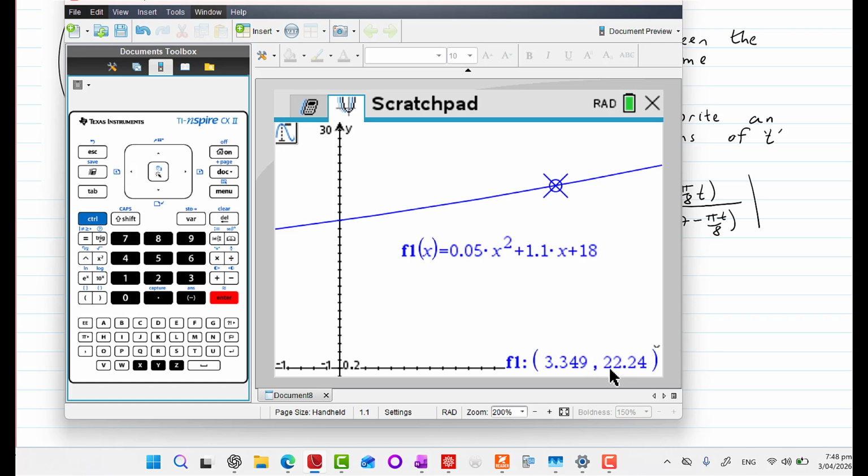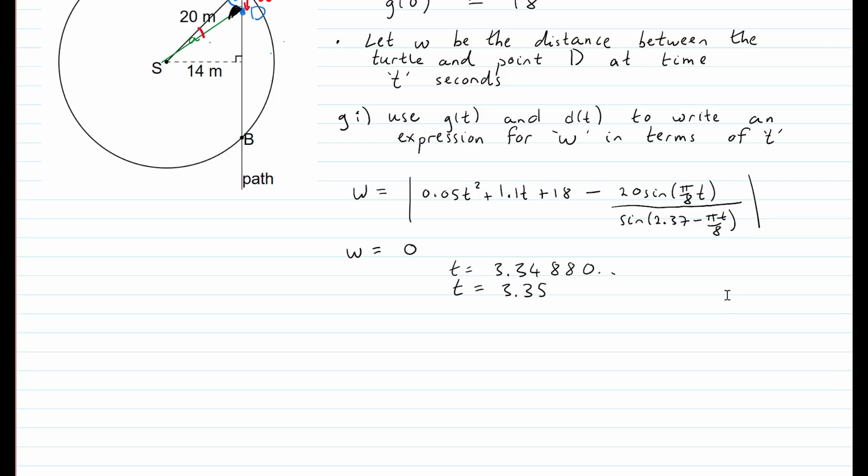And we get there, the distance is 22.24 meters. Okay, so we can write that in, and we can say the distance 22.24 meters. So 22.2 meters south of A. Okay, and that finishes off question 9G, part 1 and part 2.